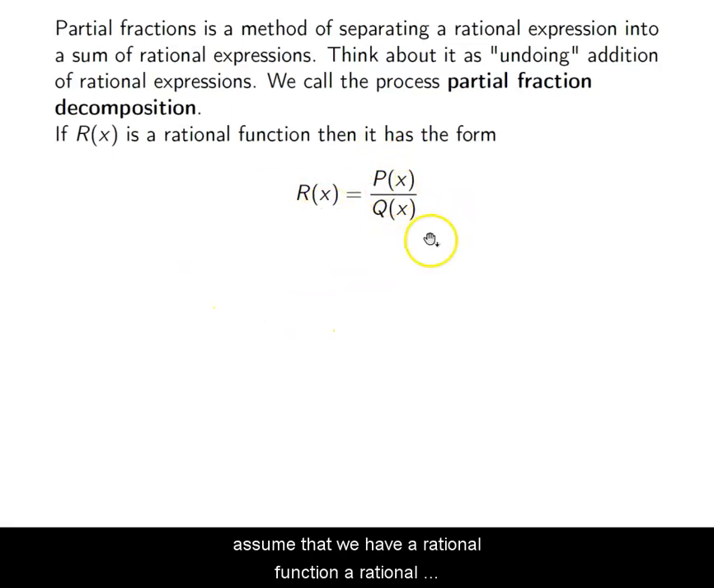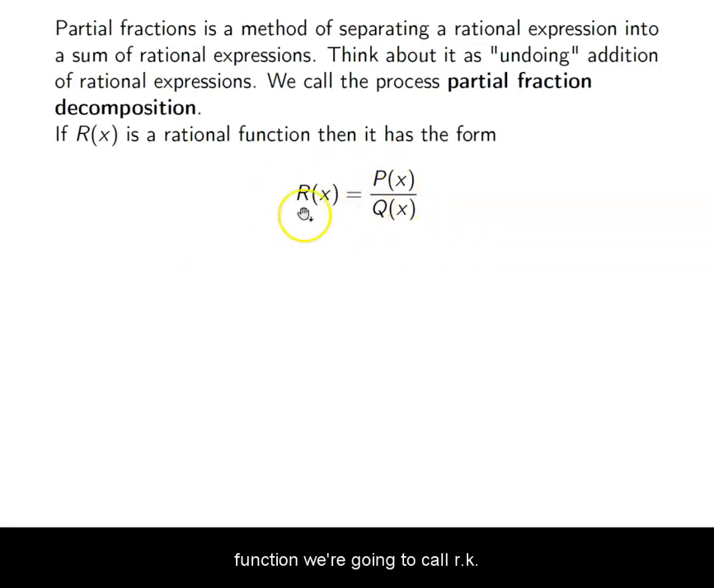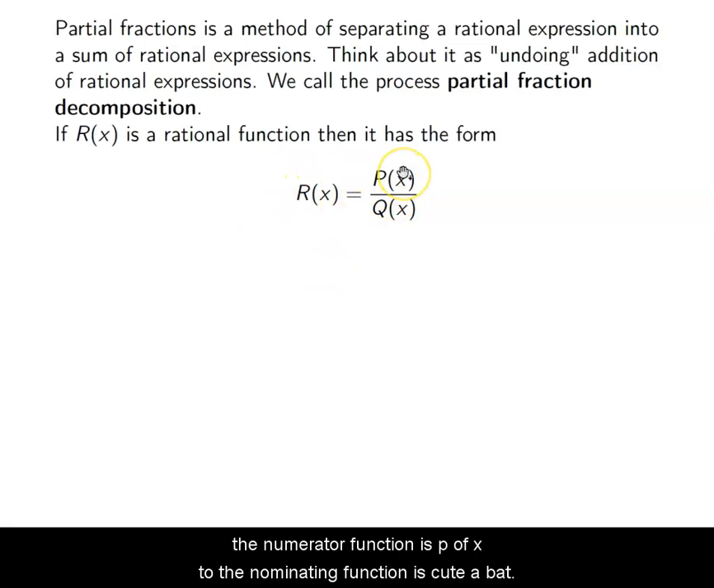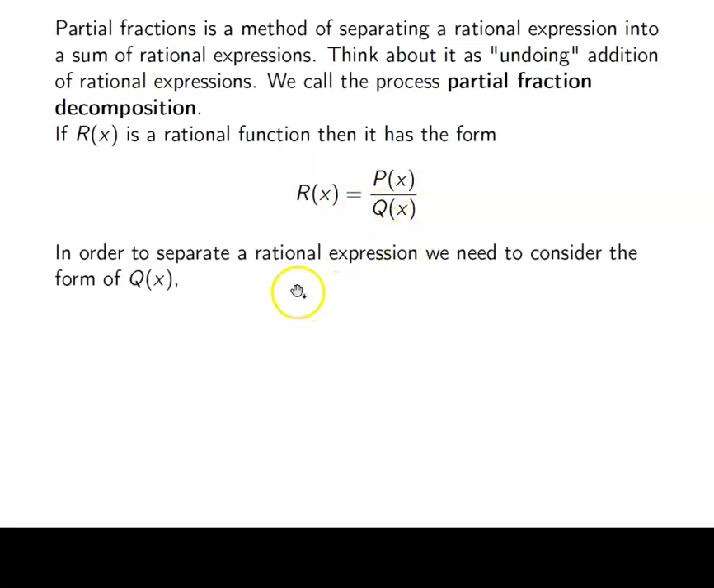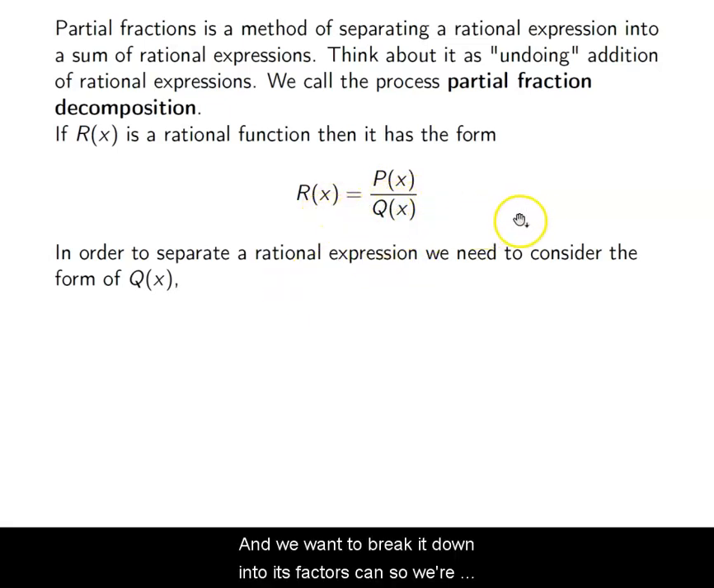So let's assume that we have a rational function. Our rational function we're going to call r, okay? The numerator function is p of x. The denominator function is q of x. What we really want to do is take q and break it down into its factors, okay? We're not going to cover it, but we're going to use a lot of what we did in chapter 3 for polynomials, where we use the rational zeros theorem, synthetic division, that kind of stuff to factor our polynomial. So whatever our polynomial is for q, that's the one we want to factor.